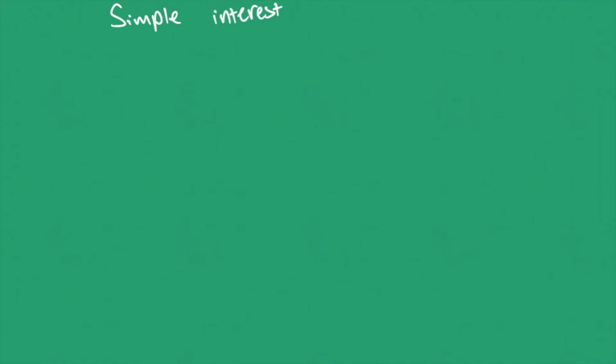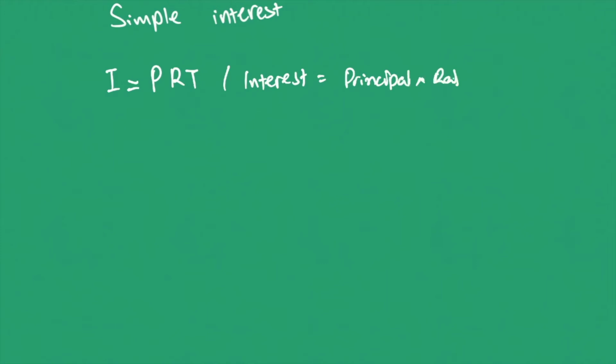So basically, the formula of simple interest is I equals PRT. Interest equals principal times rate times time.